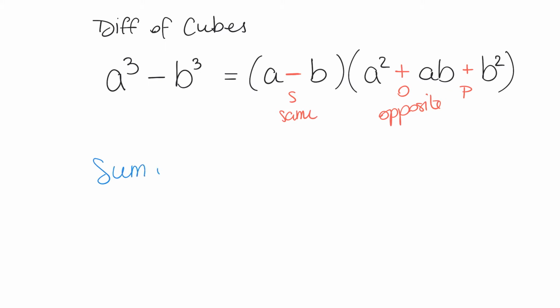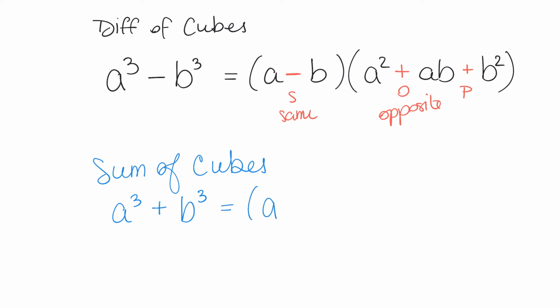Sum of cubes is also a thing. So sum of cubes looks the exact same, but we're going to add. So a perfect cube A plus a perfect cube B is going to factor down to the same. We're still going to go A, B in a small bracket, A squared, AB, B squared. So you can see the pattern is the same.